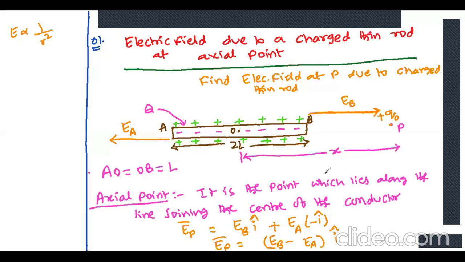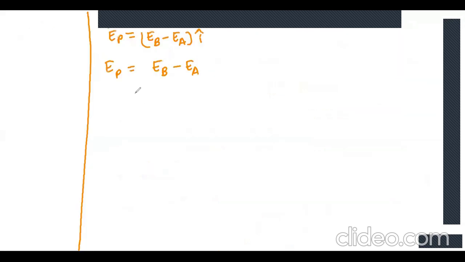So, EP bar equal to EB minus EA i cap. So magnitude of electric field at point P means I can say EB minus EA. So EP means 1 by 4 pi epsilon naught, total charge is Q, by BP square minus 1 by 4 pi epsilon naught Q by AP square.